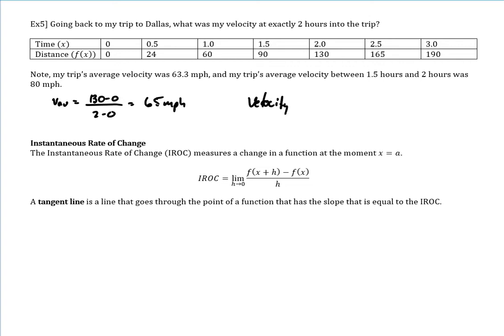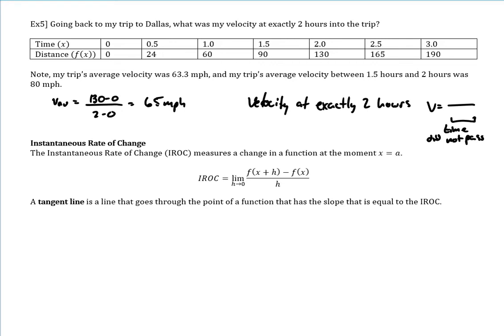Let's write it like this. The velocity at exactly 2 hours has an issue in that denominator, because at exactly 2 hours, time did not pass. So whatever minus whatever is really going to be close to 0. Well, we have a way around it, and that's in this instantaneous rate of change formula.